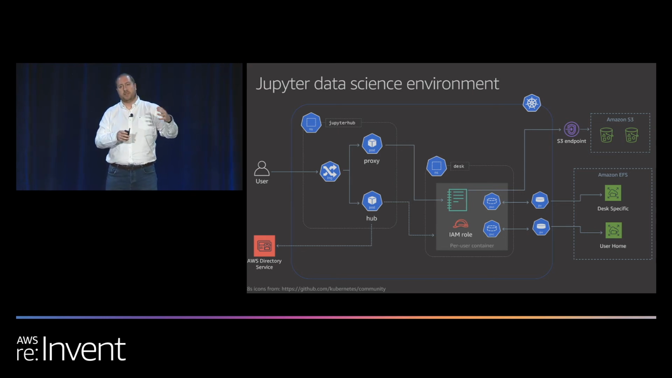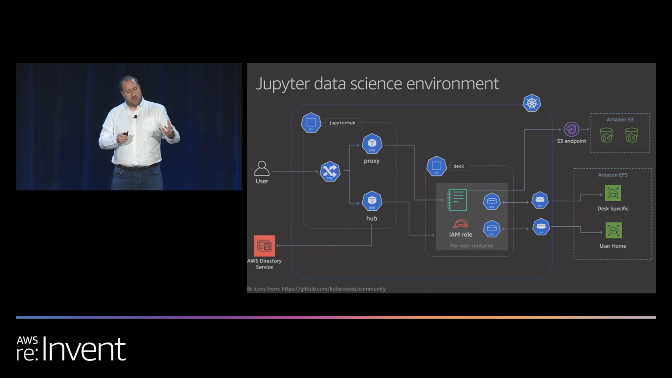Once the user's logged in, they can then specify the type of instance that they want. And that can be anything from a small, couple of virtual CPUs with 4 or 8 gig of RAM, all the way up to a completely dedicated underlying EC2 instance, depending on the nature of the work they're doing and the job that they want to run.